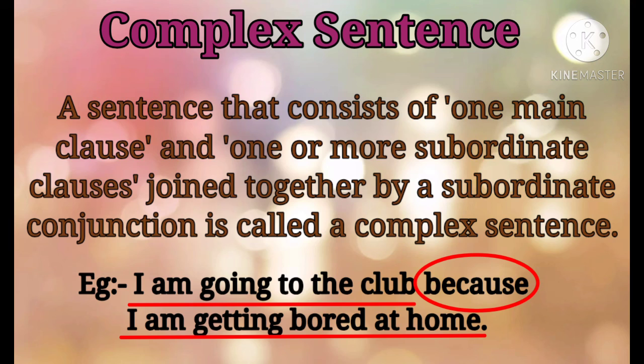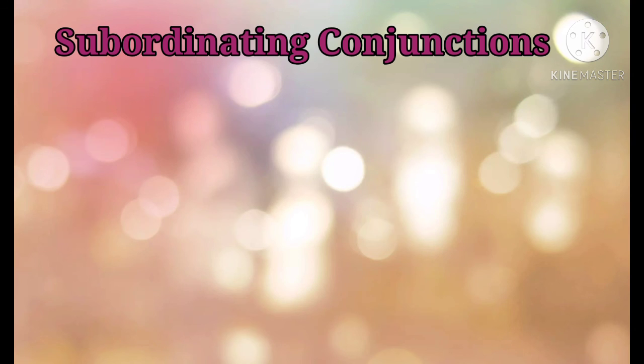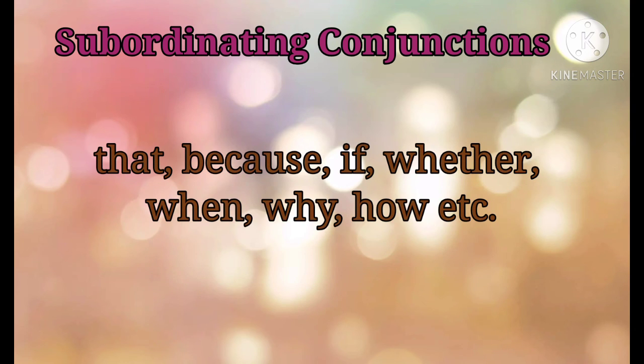The first clause, I am going to the club, makes complete sense by itself and therefore it is a main clause. The second clause, because I am getting bored at home, does not make complete sense by itself and depends on the first clause to complete its meaning. That's why it's a subordinate clause. Let me show you some of the subordinating conjunctions. That, because, if, whether, when, why, how, etc. These are some examples of subordinating conjunctions.